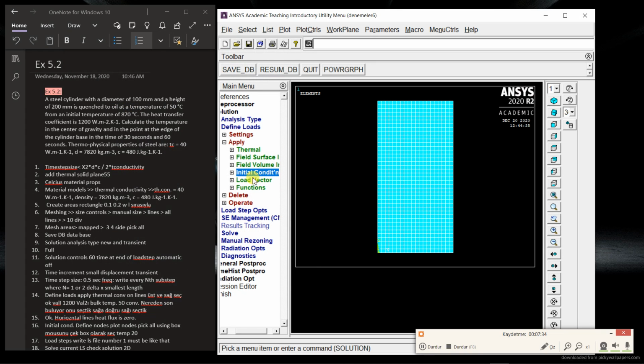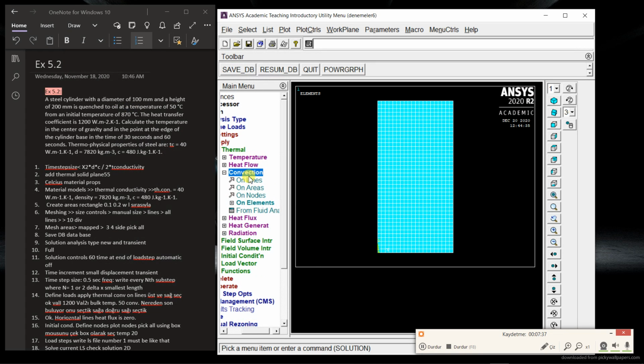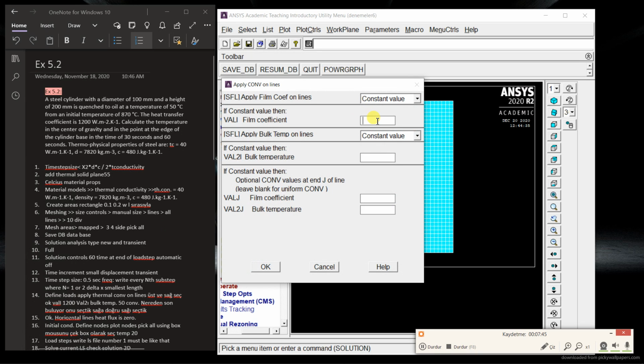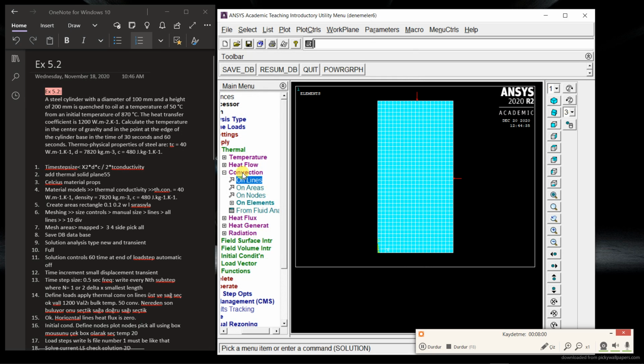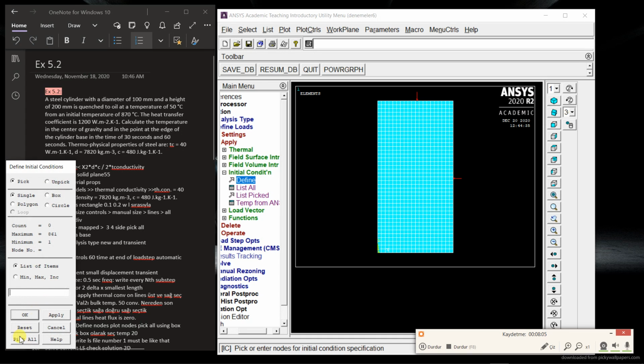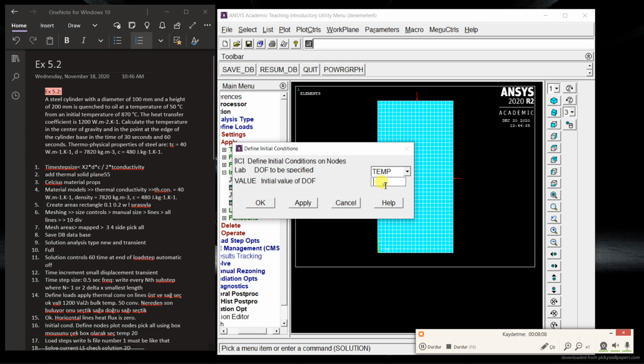So I'm going to just define the convection. Okay, so on lines, and I'm picking the top and the right side. Okay, that's it. So film coefficient is here, this one. Look at here, and then the bulk temperature, our bulk temperature is 50. Okay, here is 50, and that is okay. That's it. It's finished. So initial condition. So define. So pick all, and then temperature, and then we're going to say it's 800.